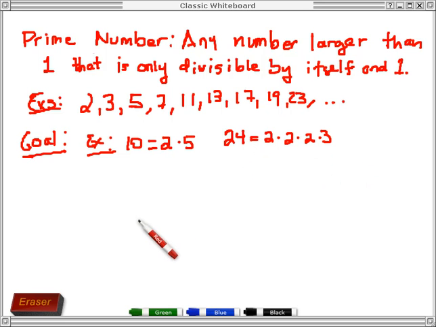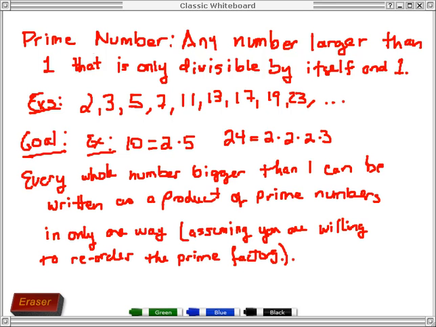And that's a statement that could be made in general. Any whole number bigger than 1, you can break up into a product of prime factors in one way and only one way, assuming you're willing to reorder your prime factors. So what I mean by that is 10, if I try to break it down into prime numbers, the only way I can do it is 2 times 5.